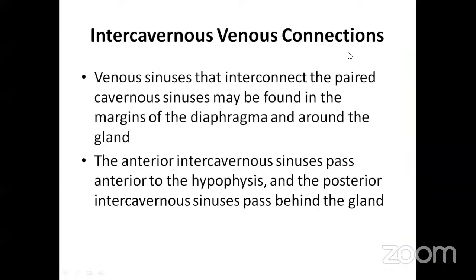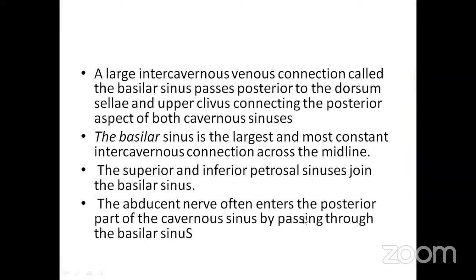So we learn about the intercavernous venous connections as well. They are basically paired cavernous sinuses that are found in the margins around the gland, and the anterior intercavernous sinus passes anterior to the hypophysis, and the posterior passes behind the gland. The largest of the posterior ones is known as the basilar sinus. It's the most constant intercavernous connection across the midline.